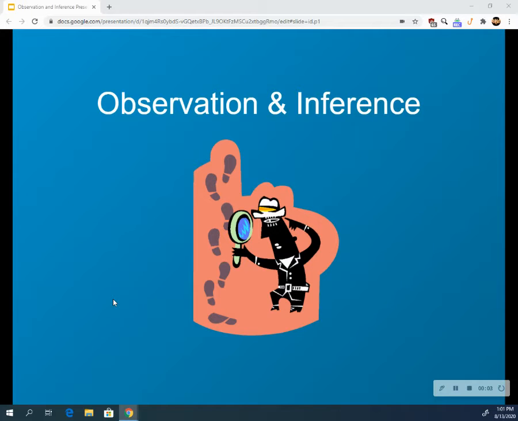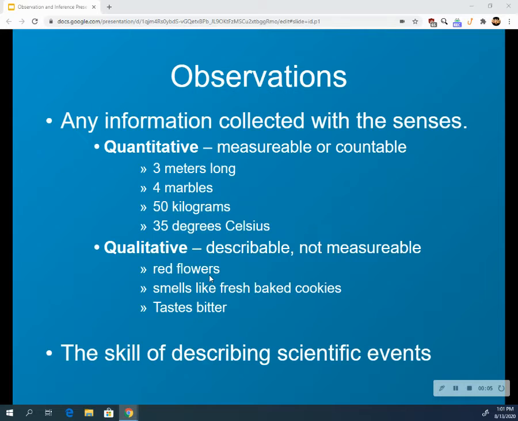Okay, so today we're going to talk about observation and inference, the difference between the two of them. So we've talked about the scientific method. This is kind of getting into how we get to the second step and third step of the scientific method.